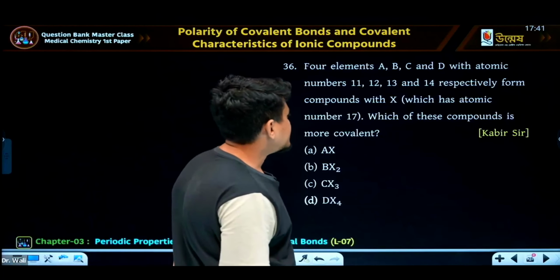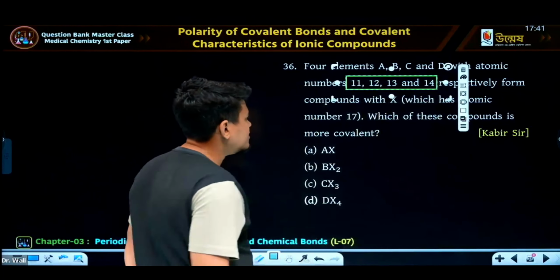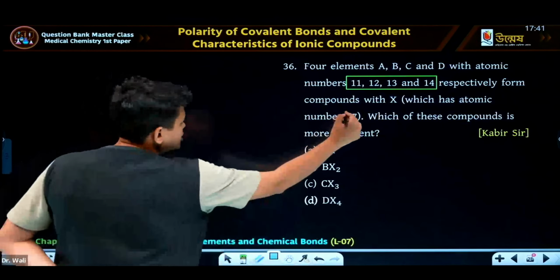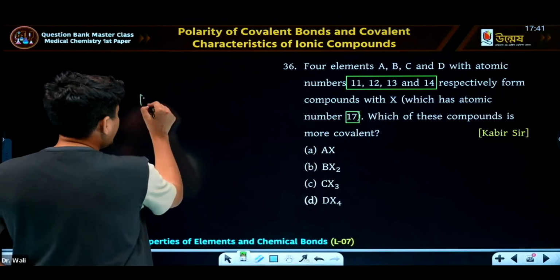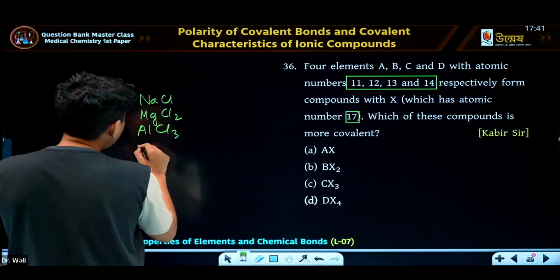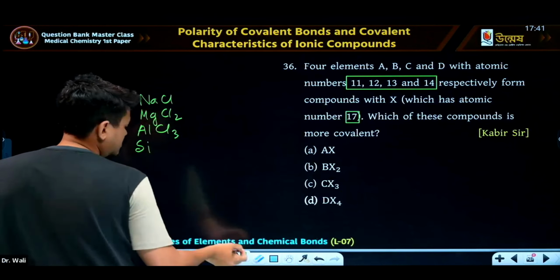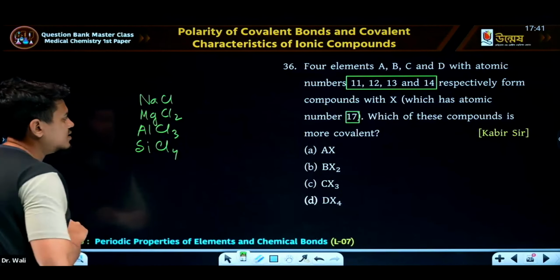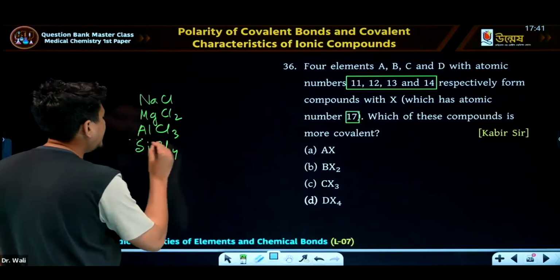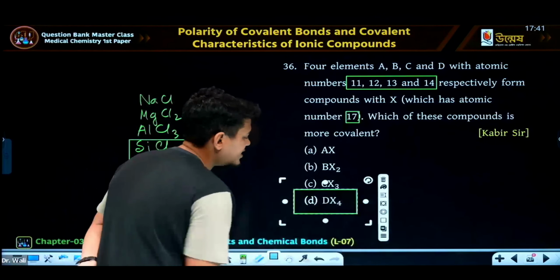Four elements A, B, C, D with atomic numbers serially 11, 12, 13, and 14 respectively form compounds with X. Okay, so I can write it this way. X has an atomic number of 17, which is chlorine. So the compounds here are sodium chloride, magnesium chloride, aluminium chloride, and silicon tetrachloride, right? Out of these 4 options, which of these compounds is more covalent? Certainly the one with higher charge. Okay, the answer will be D.